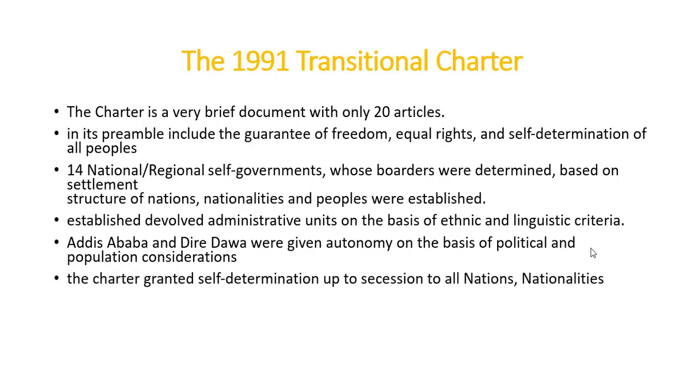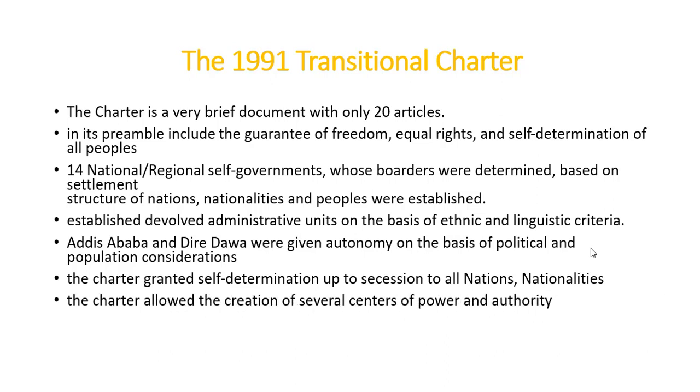Secondly, the Charter granted the right to self-determination, up to secession, to all nations, nationalities, and peoples of Ethiopia. Article 2 states that each nation, nationality, and people has the right to preserve its identity and have it respected, to promote its culture and history, and is also recognized with the right to administer its own defined territory and effectively participate in the central government on the basis of freedom and fair and proper representation.